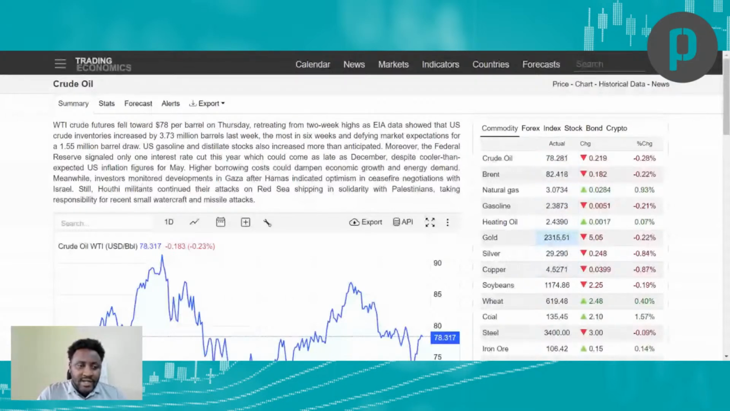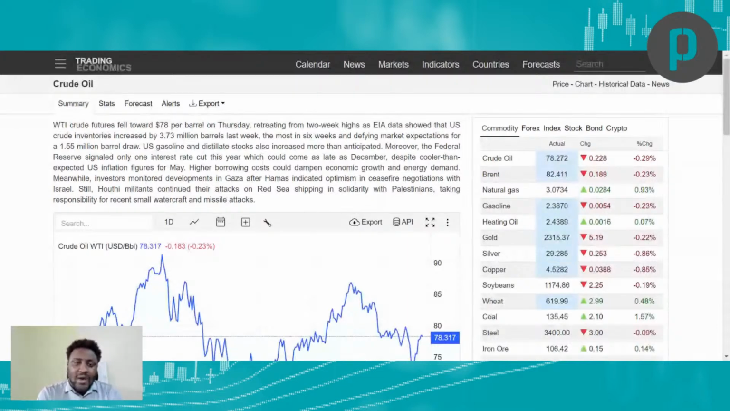Still, Houthi militants continued their attacks on Red Sea shipping in solidarity with Palestinians, taking responsibility for recent small watercraft and missile attacks. So we all know what has been happening in the Red Sea. With the destabilization of transport along the Red Sea, we have seen a lot of ships having to move around Africa, which has added a premium on the price of oil as well as the delivery times. So that has added more pressure for oil to be moving on the upside.